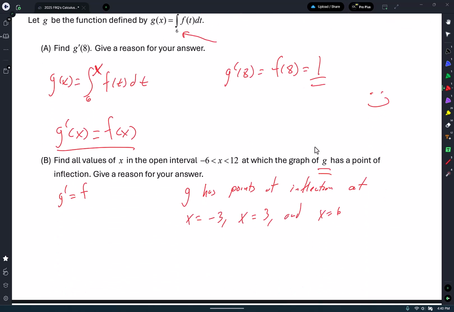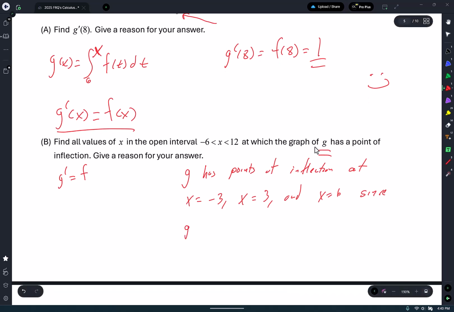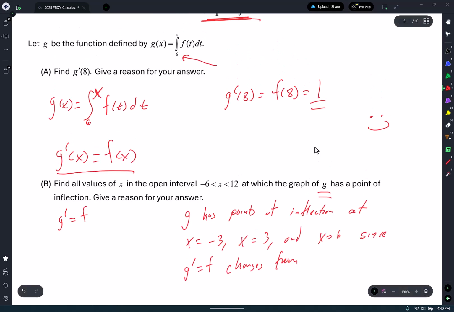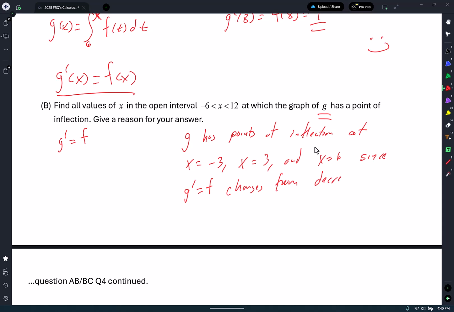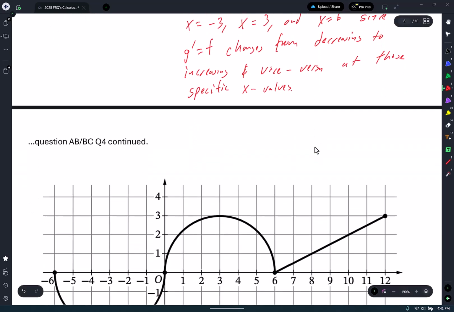Since g prime, which equals f, changes from, and I like to just state the first one, it changes from decreasing to increasing, and vice versa at those specific x values. All right, I think everything looks good. I'm happy with it. I hope you're happy with it. Here we go, let's continue.